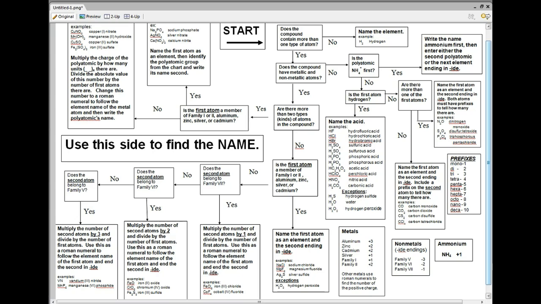Some of you have already done this, and if you have and you've done it correctly, please help those around you that are not quite as far advanced as you are currently. Okay, so have your naming schemata out. Make sure you're on this side. We use this side to find the name. And then also make sure that you have your homework out.